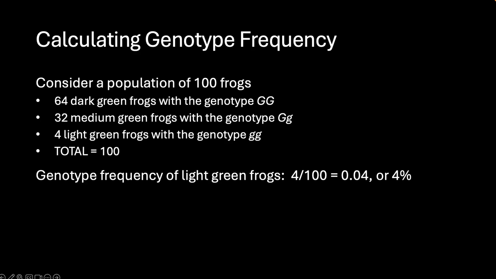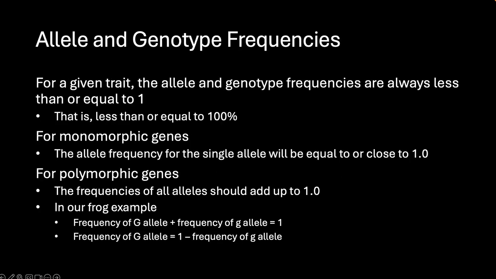Genotype frequency is even more straightforward. Consider the same population of frogs where we want to know the genotype frequency of the light green frogs. We simply divide the number of light green frogs, which is 4, by the total number of frogs, which is 100, and we get our frequency of 4%.